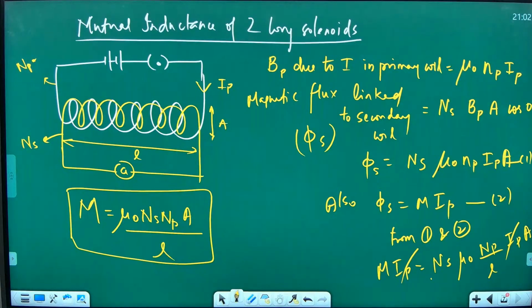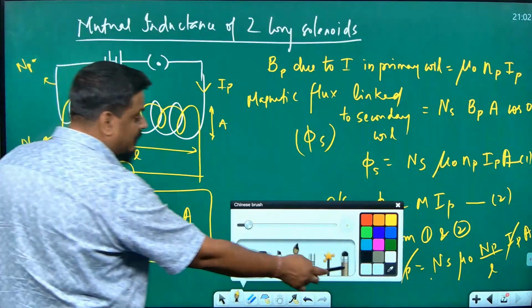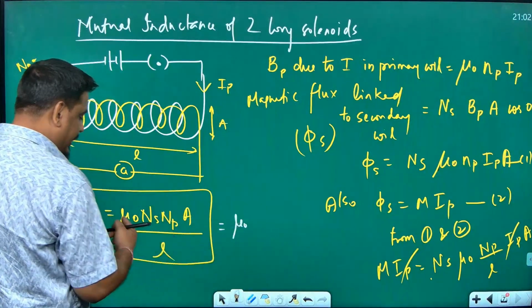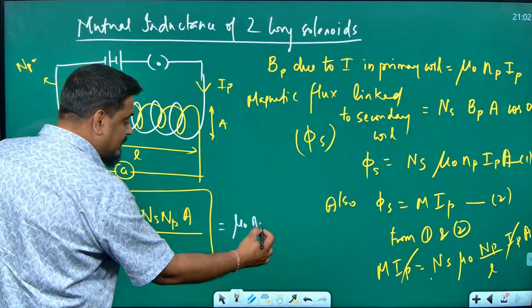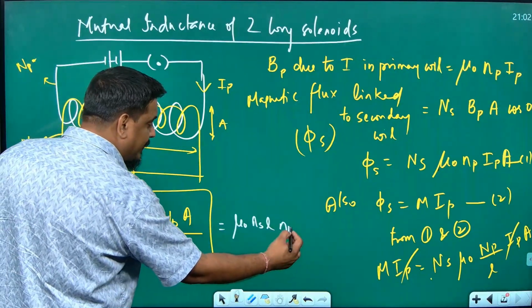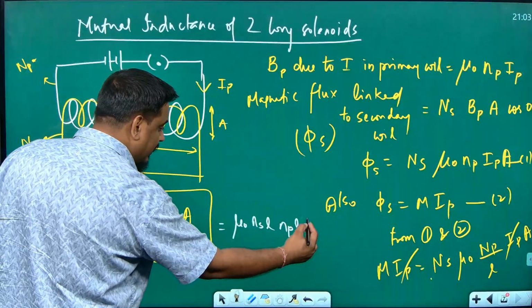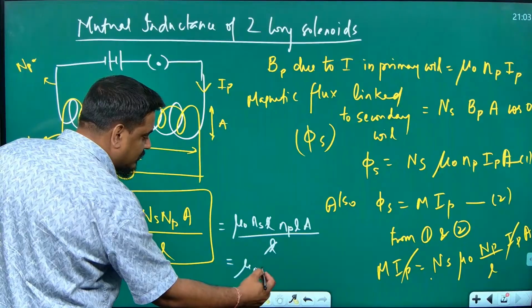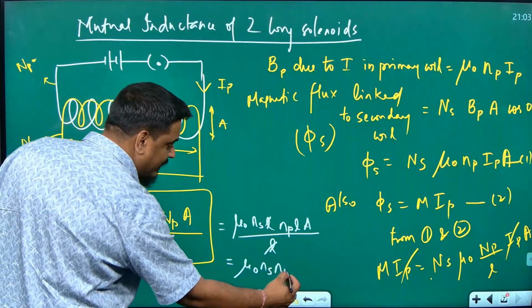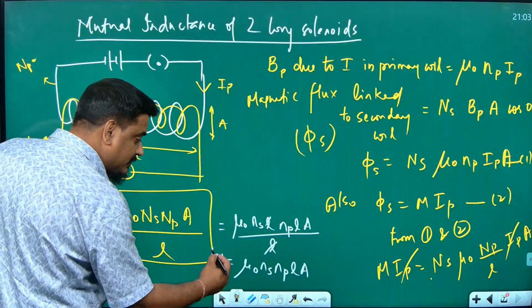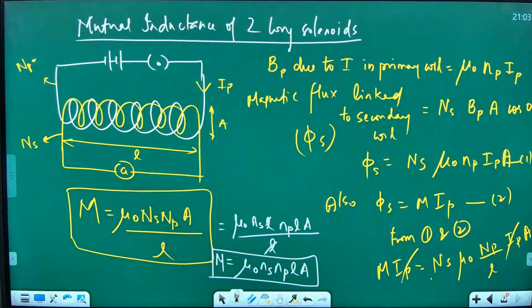If somebody wants to write it in the form of number of turns per unit length, they can write, no problem in that. It will become NS into L, NP into L, divided by L. L gets cancelled. You will get mu naught NS NP L A. This is also correct. But I always prefer this one. I don't know why I like that.